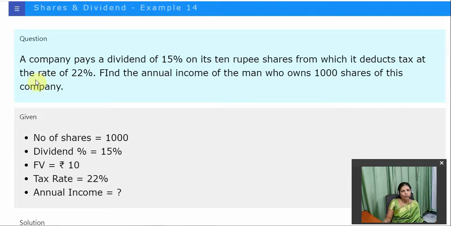So here first you have to find the income, the dividend he received from the company, and then you should find out what the tax rate given is. You need to find the tax amount on his income, and then you have to deduct it. That is, you should subtract the tax amount from the income, and that is his final income. Clear?